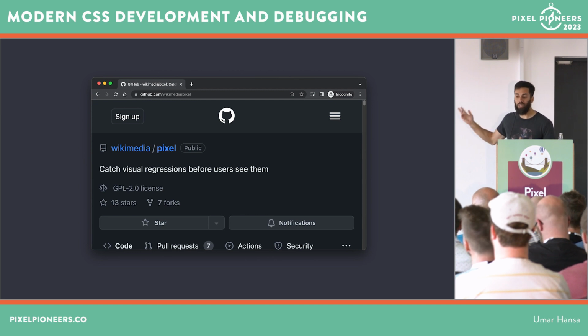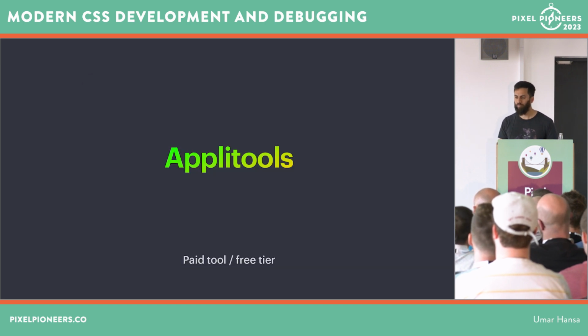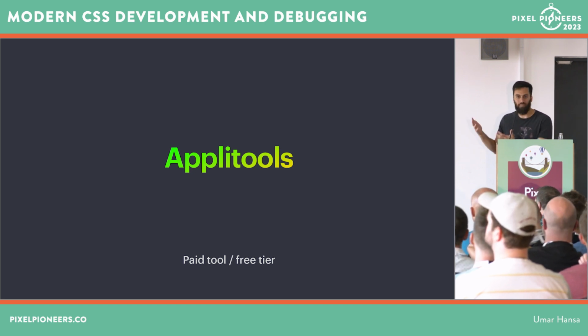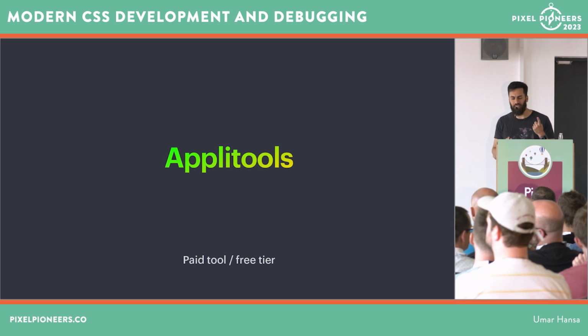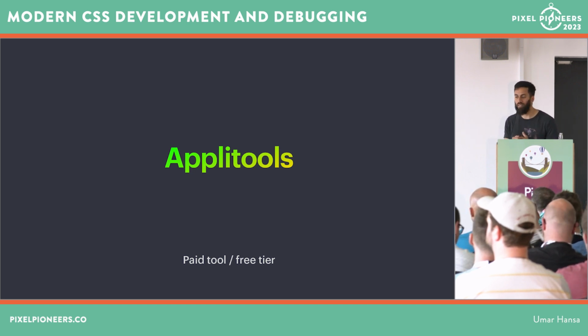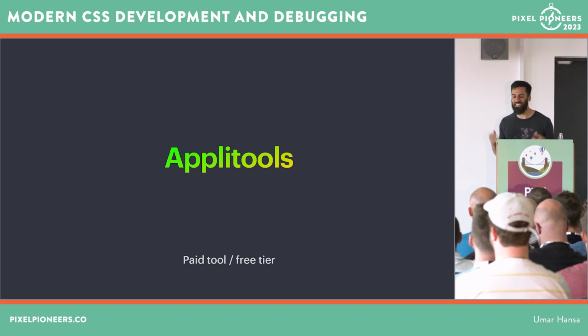They're very useful. Wikipedia have an open source one at github/wikimedia/pixel. But let's talk about a cloud-based solution. I have no affiliation to this tool or any of the tools in this talk, but I kind of picked them at random. Percy is another pretty well-known one in this space. This is Applitools. It is paid, but they have a generous free tier. And I'm not trying to advocate for bypassing, but you can change the frequency of your test to fit within the free tier, if you know what I mean.